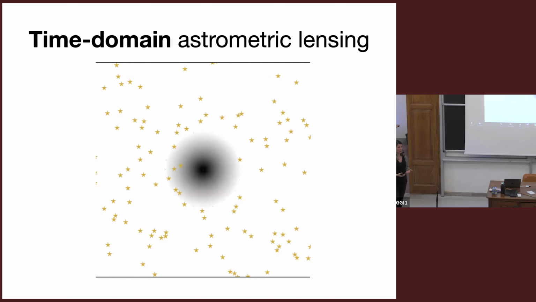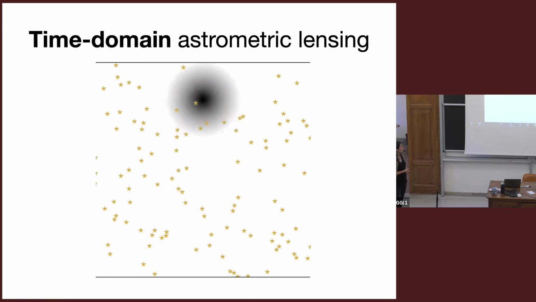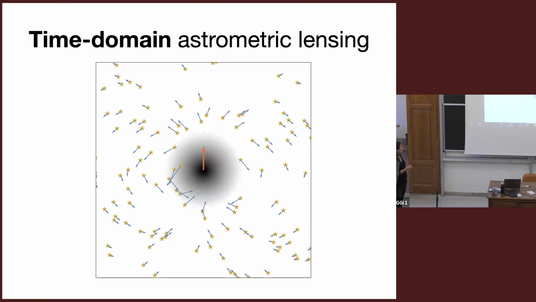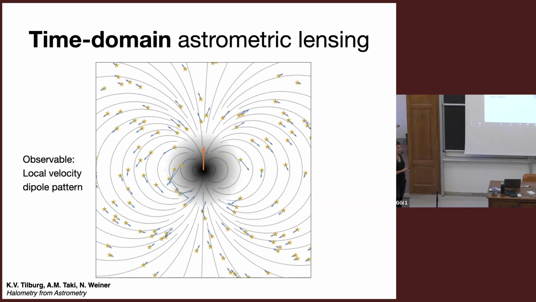Now, if we look at the same field of stars for a finite amount of time, and during this observational time the lens moves with respect to the observer, what happens is that the relative impact parameter between the stars and the lens will change over time, and so will the angular deflection. And so as the lens goes through the field of stars, it will appear as if the stars are moving. So if we measure the velocities of all these stars, we will notice that they distribute themselves according to a specific pattern, which is a dipole profile.